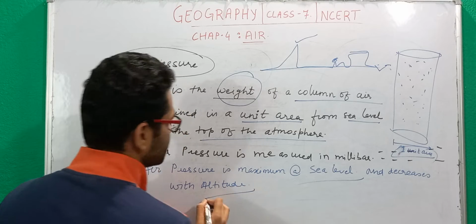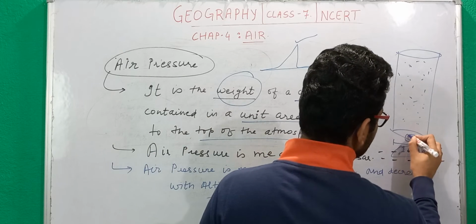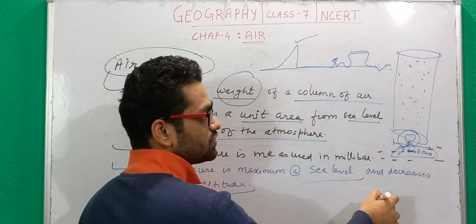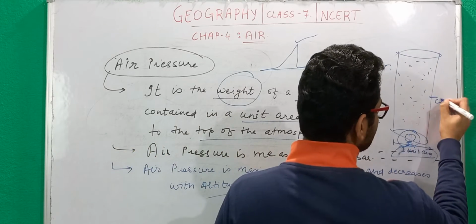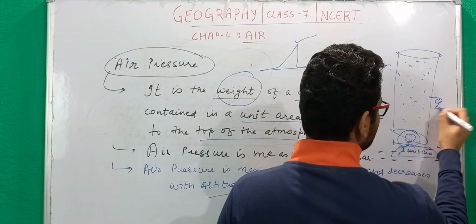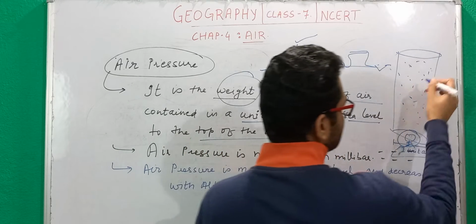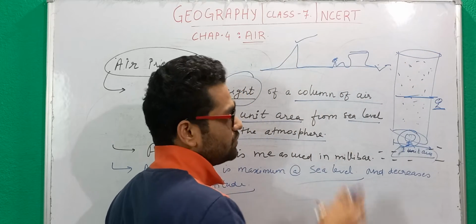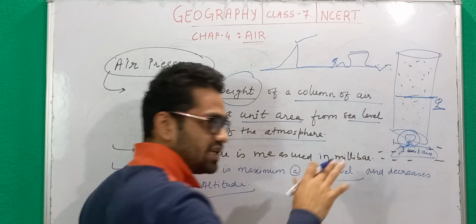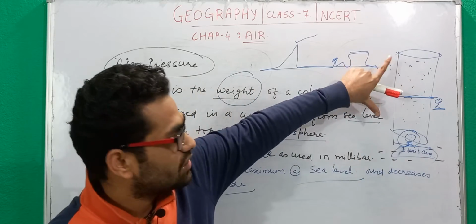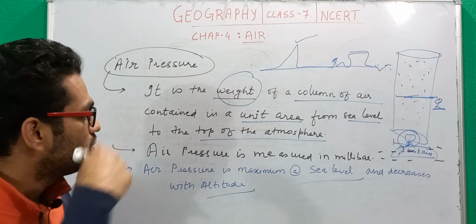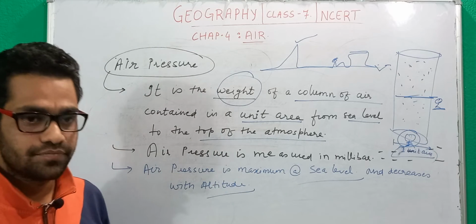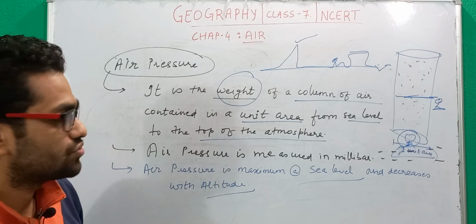And this is very obvious. Suppose you are standing here, you will feel the maximum amount of air pressure. But if you go up here, the amount of air particles that this column of air has will be somewhat less than what we have in this entire column. So when your height from the surface increases, you will find that air pressure tends to decrease.